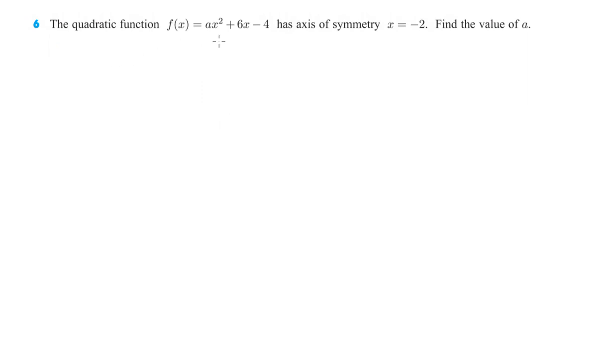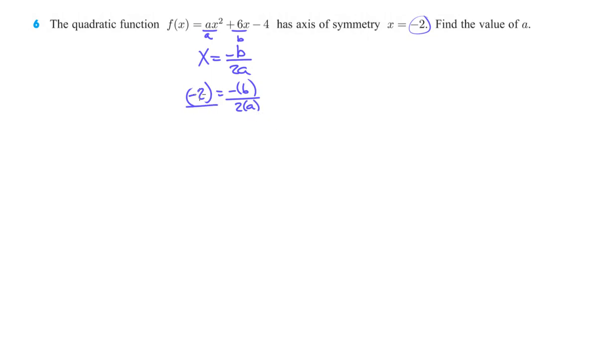Okay? All right, let's take a look at number 6. Quadratic function ax squared plus 6x minus 4 has an axis of symmetry of negative 2. Find the value of a. So we have our equation, x equals negative b over 2a. So let's plug in what we know. This is our a. B is 6. And then this is our x equals negative 2, our axis of symmetry. So we would put the negative 2 over here equals negative b, which is 6, all over 2 times a, which is still a. And now we're just going to solve this thing.